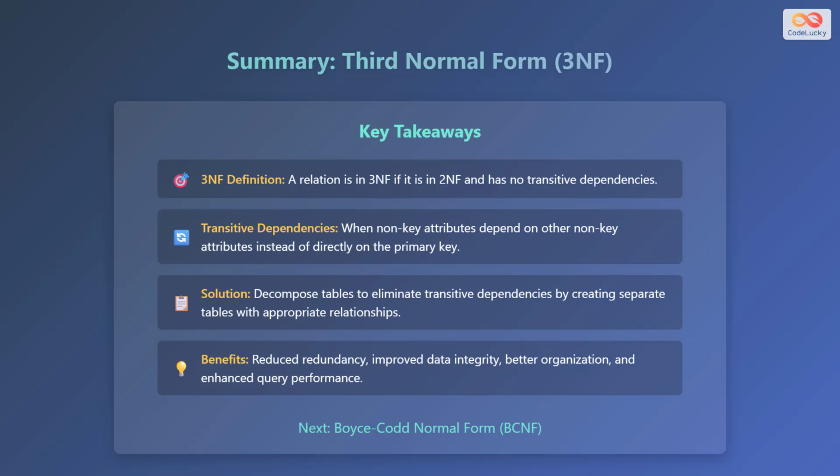In summary, the key takeaways from today's discussion are: third normal form definition. A relation is in 3NF if it is in 2NF and has no transitive dependencies. Transitive dependencies are when non-key attributes depend on other non-key attributes instead of directly on the primary key. The solution is to decompose tables to eliminate transitive dependencies by creating separate tables with appropriate relationships. The benefits include reduced redundancy, improved data integrity, better organization, and enhanced query performance. Next up, we'll be exploring the Boyce-Codd normal form, often abbreviated as BCNF, so stay tuned.